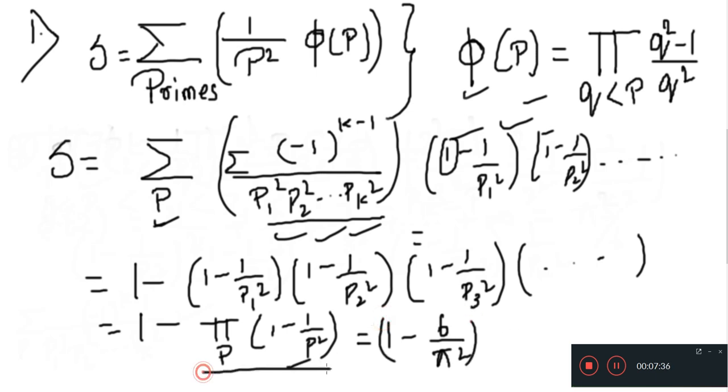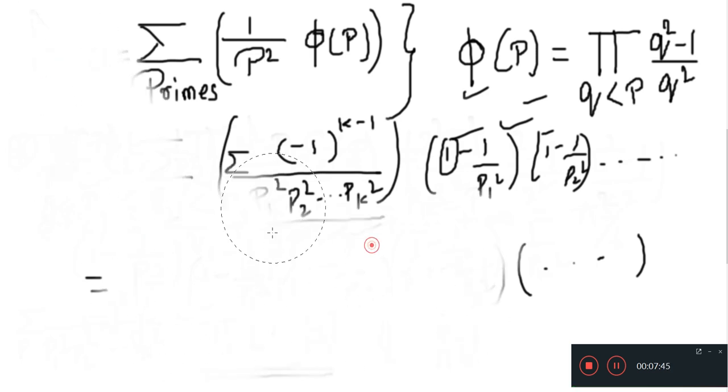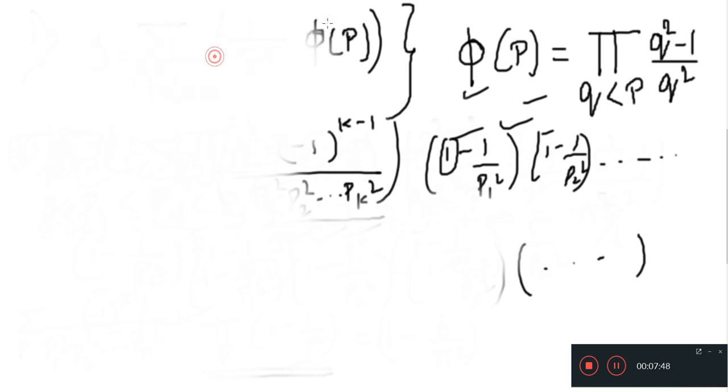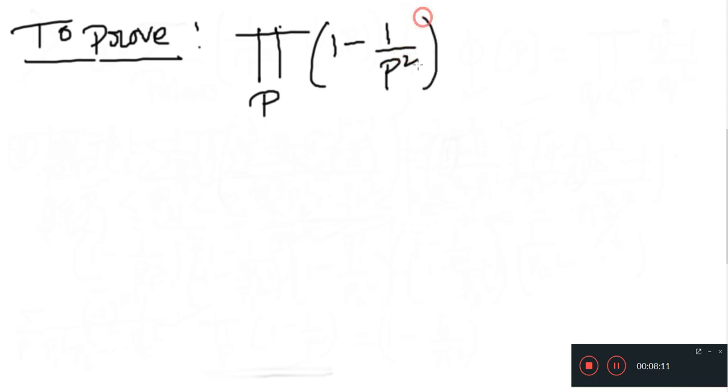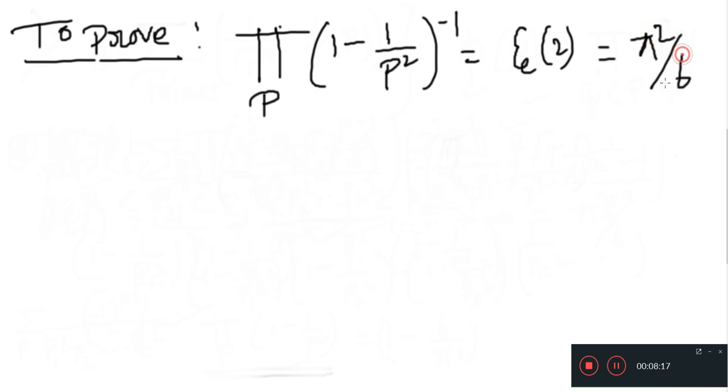Now we come to the part where we show this is indeed the answer. So I can safely erase this and come to the last part of the discussion for this problem, which is how the product over the primes is related to the Riemann zeta function, right? Okay. So to prove, the product of one minus 1 by P square whole inverse is equal to zeta 2 aka pi square by 6.